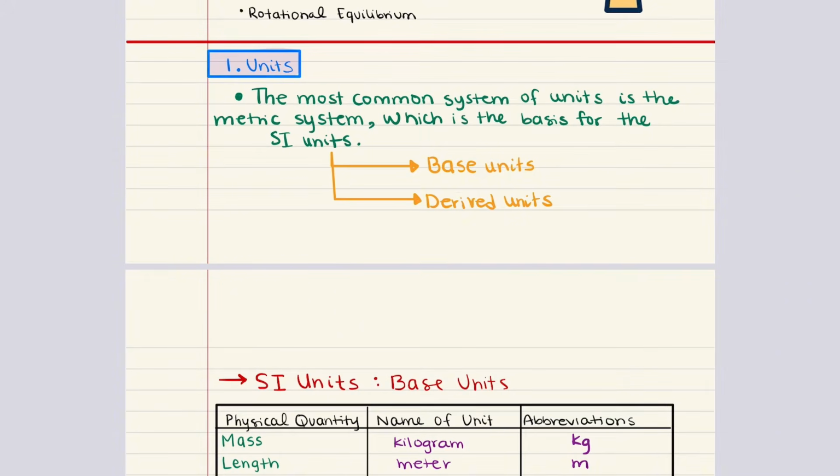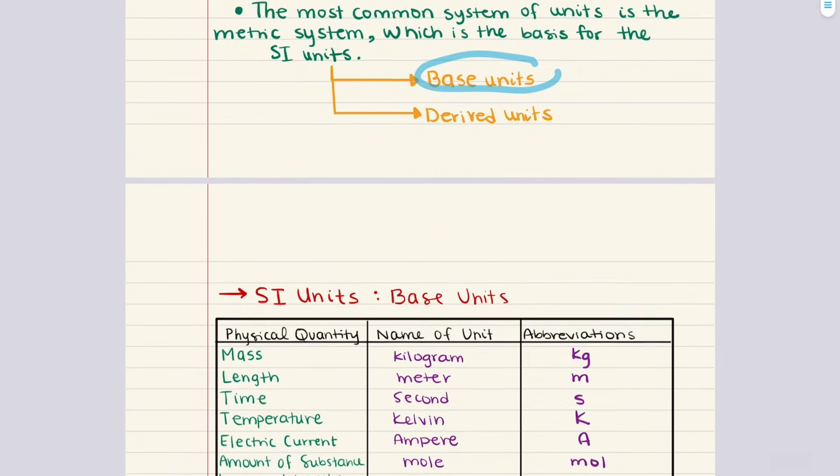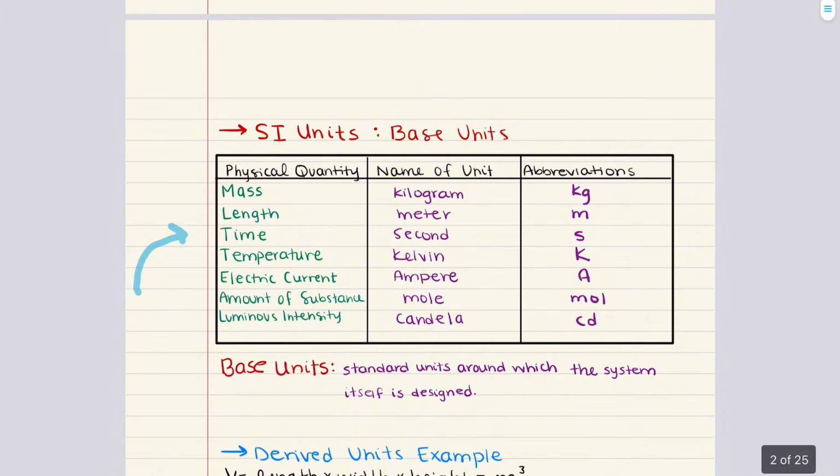Now, the agreed upon unit system among scientists is the SI system, which is based on the metric system. There are 7 base units in the SI system, and I have them listed in this table here. For mass, we use kilogram, meters for length, second for time, Kelvin for temperature, ampere for electric current, mole for amount of substance, and candela for luminous intensity. These units are standardized and universally accepted, and they form the foundation for all measurements we're going to discuss.